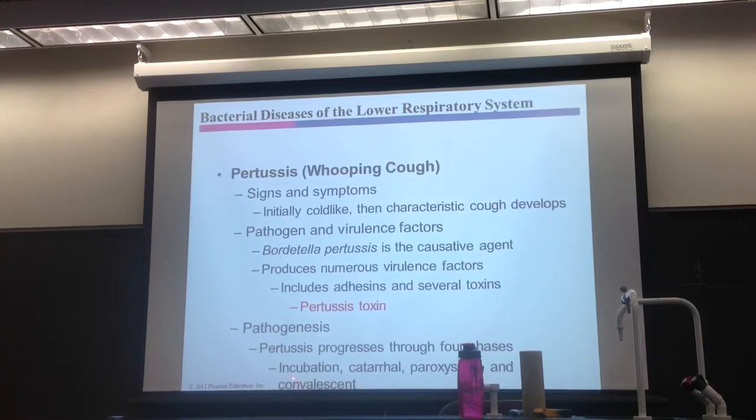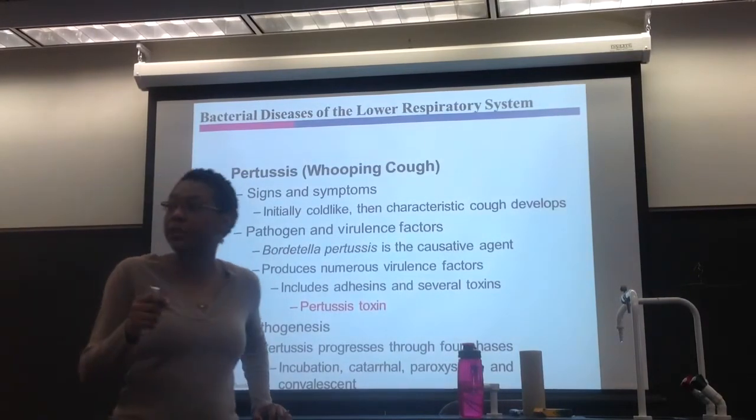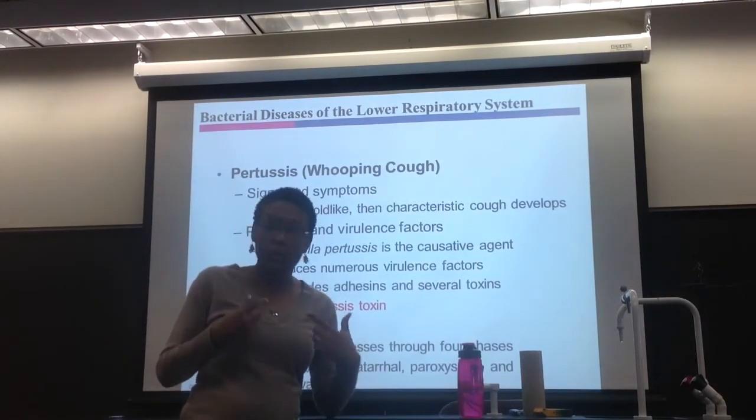Okay. You've got the catarrhal stage. Now, the catarrhal stage is like the cold-like stage, where you basically have cold-like symptoms. Not too severe. But the paroxysmal stage is where you have the severe case of whooping cough, with violent coughing spells. Basically, it's almost like you're choking.